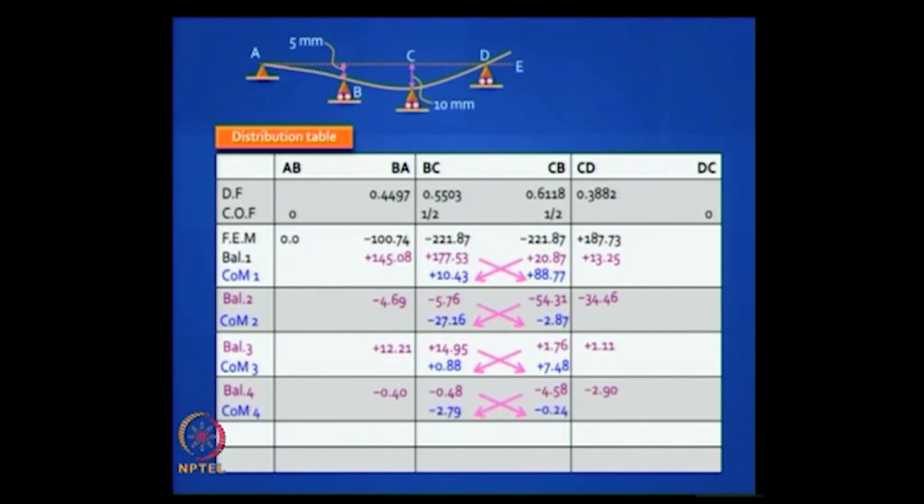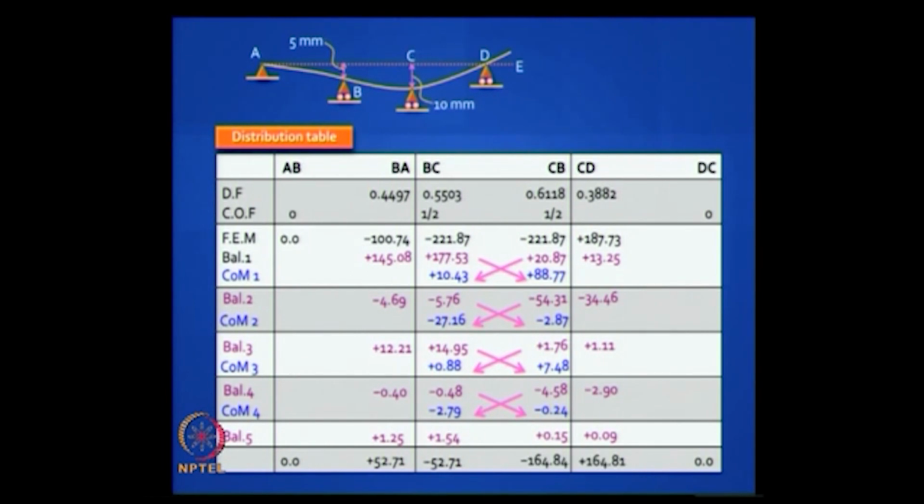So you can keep on doing this, and we have done 4 cycles here, and you should end with a balancing, because if you leave an unbalanced moment then you will not satisfy equilibrium. So we stop with the 5th cycle of balancing, and then we add up the totals, and when you add up, one way to know whether you have got this right to some extent is that when you add up the 2 moments MBA and MBC, they should add up to 0 because there is no net moment there.